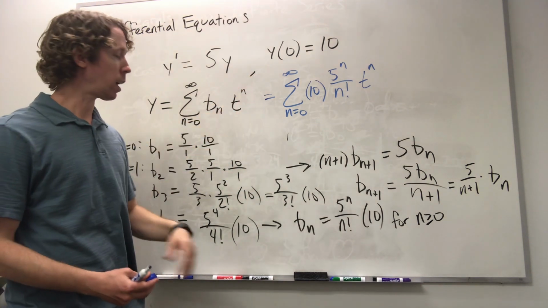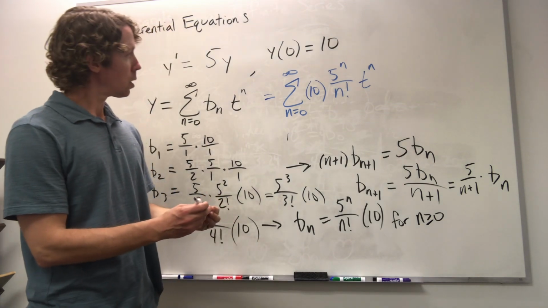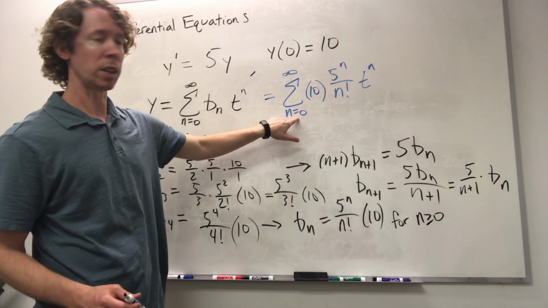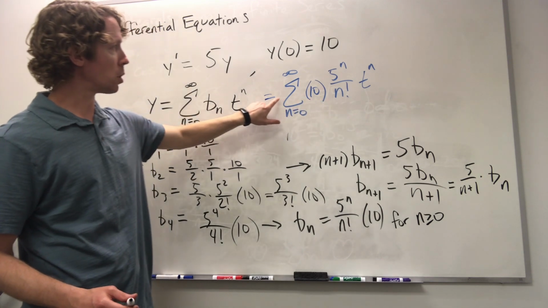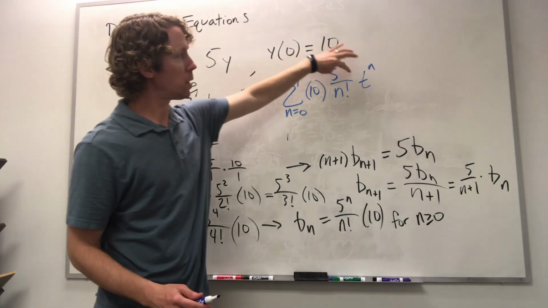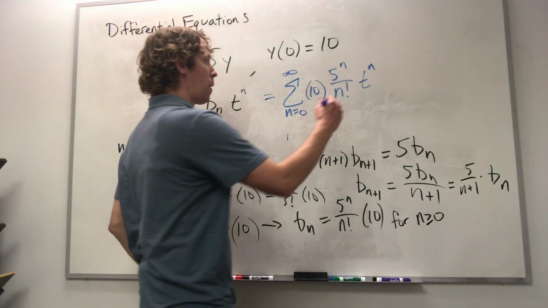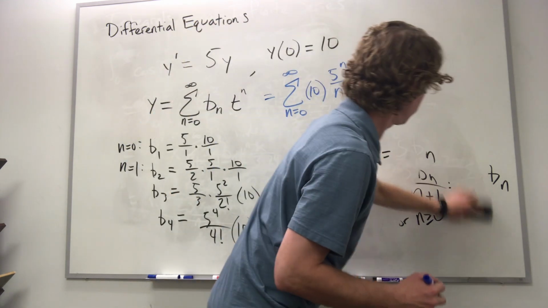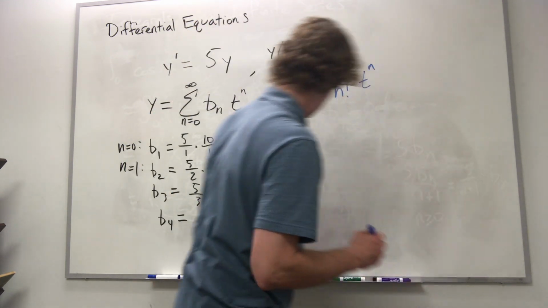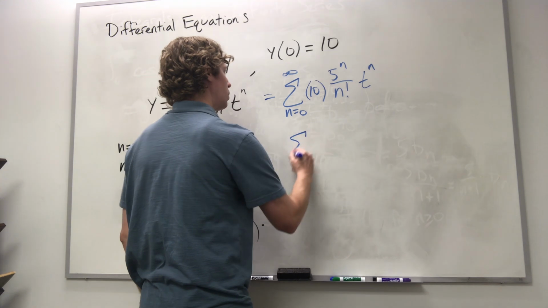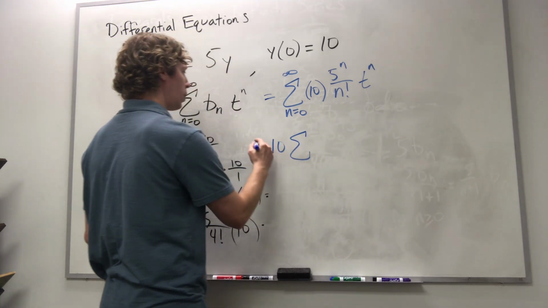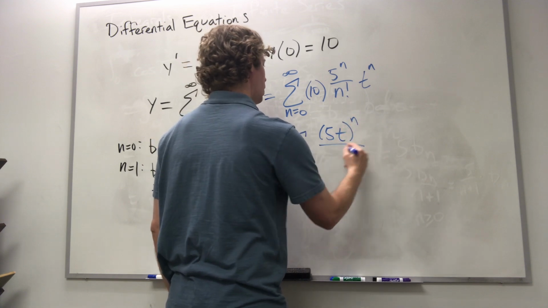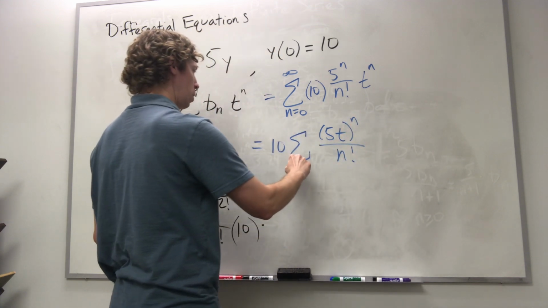And it turns out I can do that. I know I can bring this 10 out in front because it doesn't have any n's. It doesn't change as n changes. Bring this constant multiple out in front. And then 5 and t are both raised to the nth power. So I can rewrite this. I'll bring the 10 out in front, and then I have 5t to the n over n factorial.